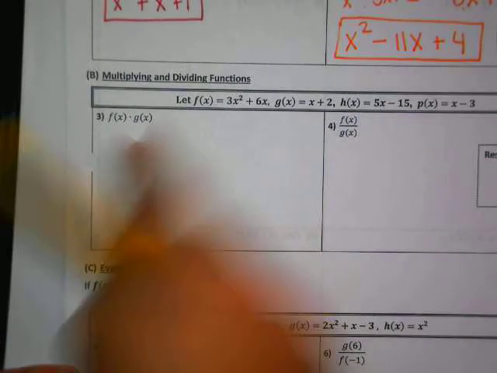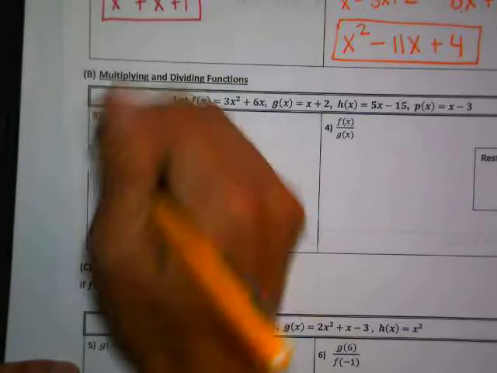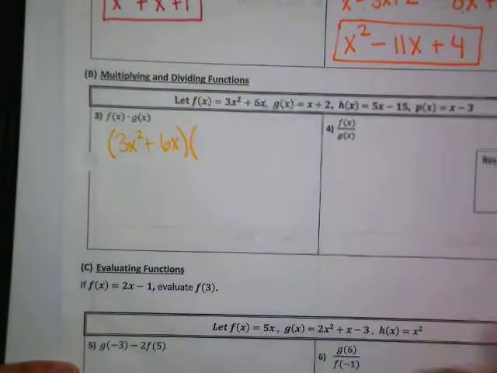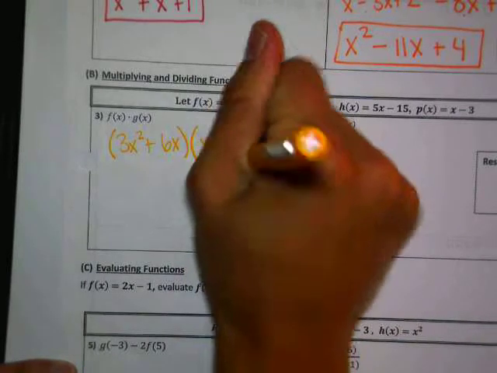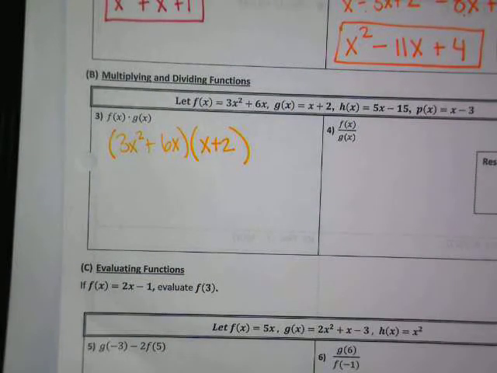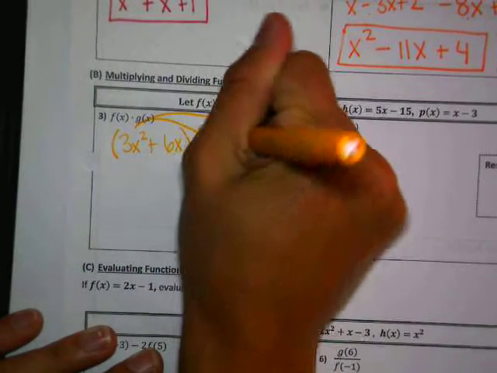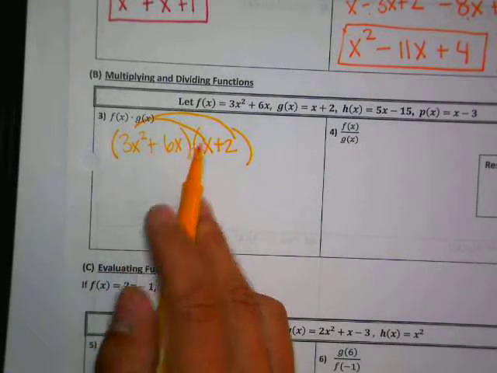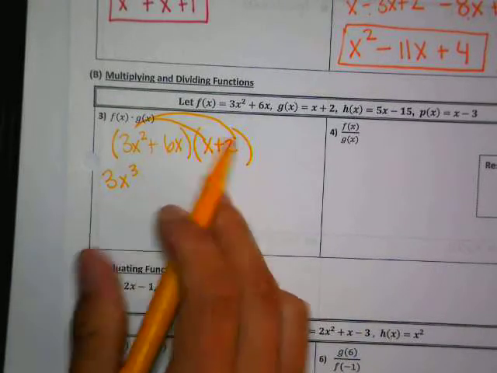All right, so tell me, what is F? 3x squared plus 6x. Okay, what is G? X plus 2. And we are multiplying these two. So I have them both in parentheses. You can do box or you can distribute. I like to distribute. So 3x squared times x. 3x cubed.